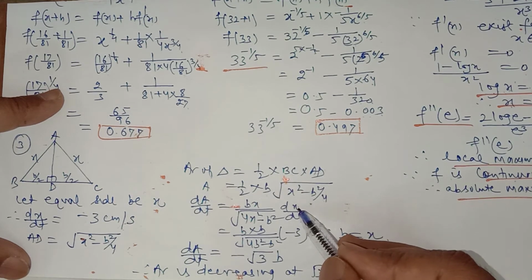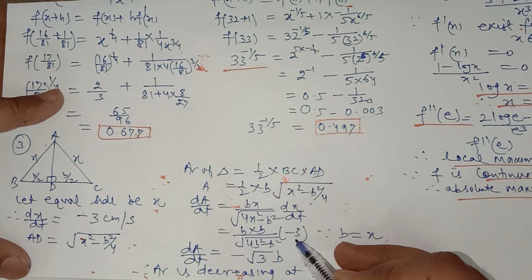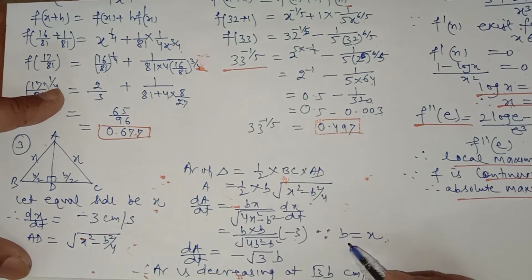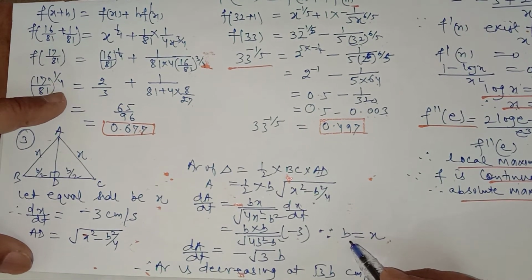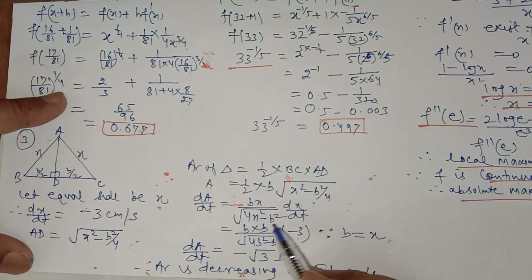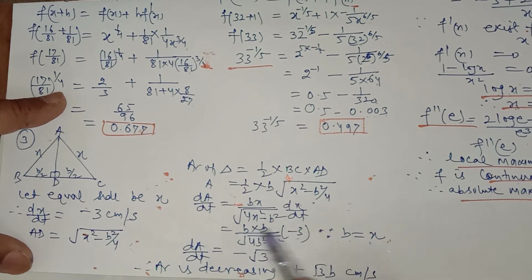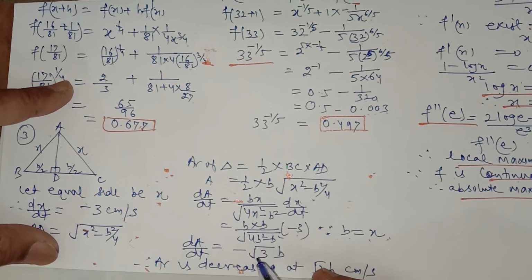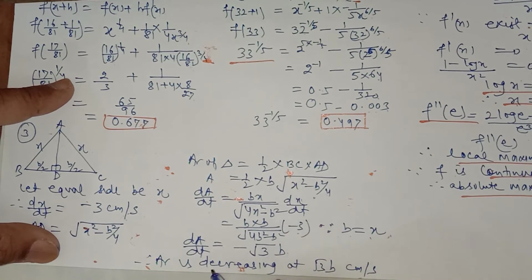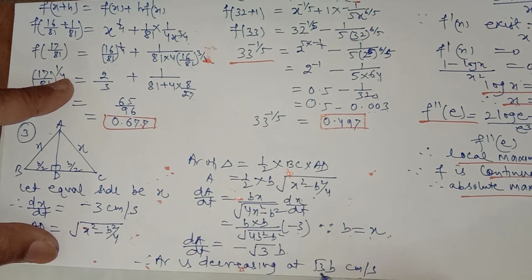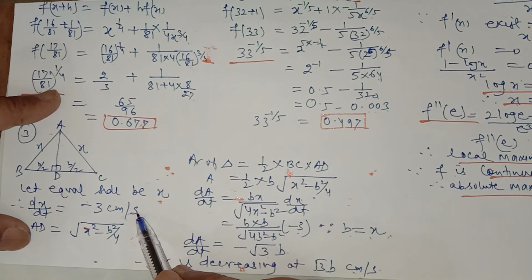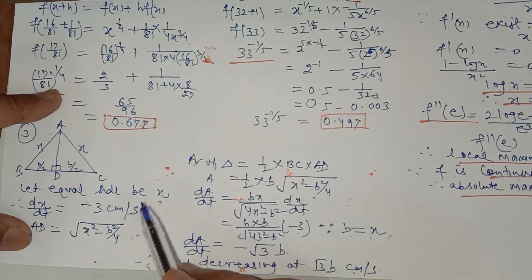Now replace the value of dx upon dt as minus 3, and it is given that the rate of change of area you have to find when the equal side is equal to the base. So replace the value of x here with b, because it is given that the equal side is equal to the base. Then you have to find the rate of change of its area, which is coming out to be minus root 3 b. It means the area is decreasing at a rate of root 3 b centimeter per second when the equal side is decreasing at a rate of 3 centimeter per second.